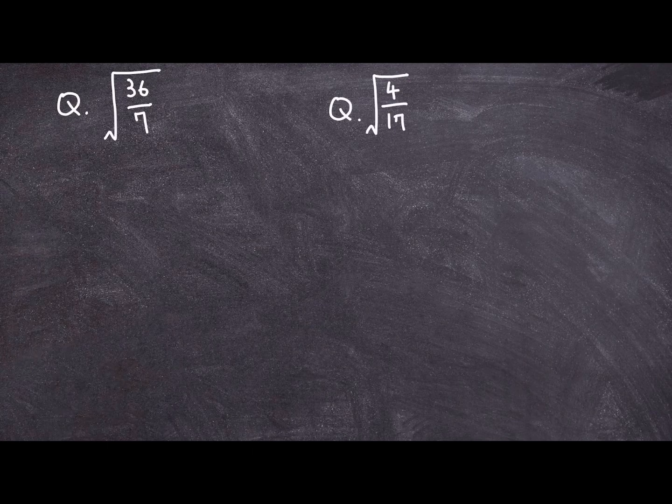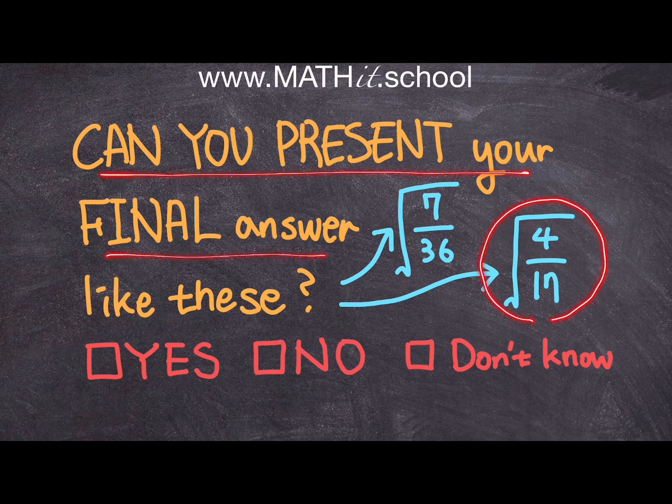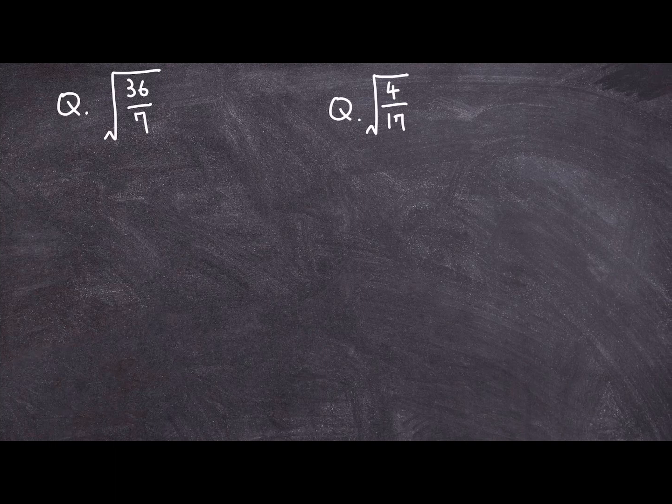Now, the answer to this problem, can you present your final answer like this? Square root of 7 over 36. The answer is no. And on the other hand, can you present your final answer as square root of 4 over 17? And the answer is again no. And I'm going to show you why on my next slide.